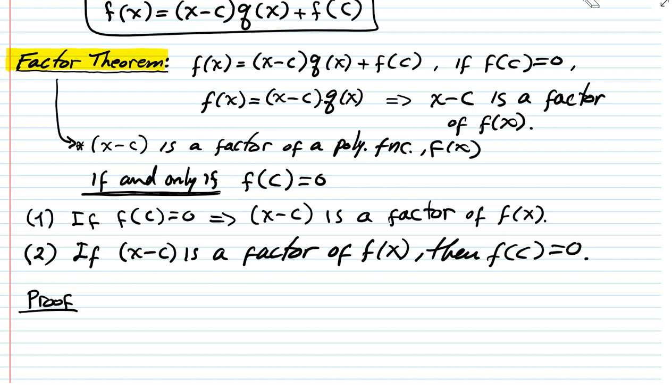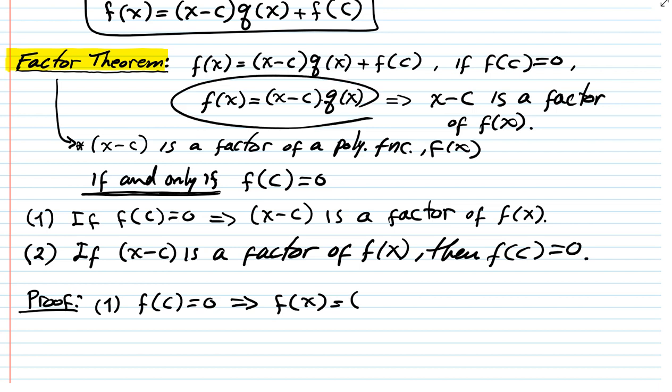Okay. Now, to prove this, we can easily prove it. So the proof for part 1 is this. If f at c is 0, we take that to be true. That's a given. That's called the hypothesis of the theorem. Well, if f at c equals 0, then we just showed up here that f of x is x minus c times q of x, and that would imply x minus c is a factor. Something, again, I showed above.